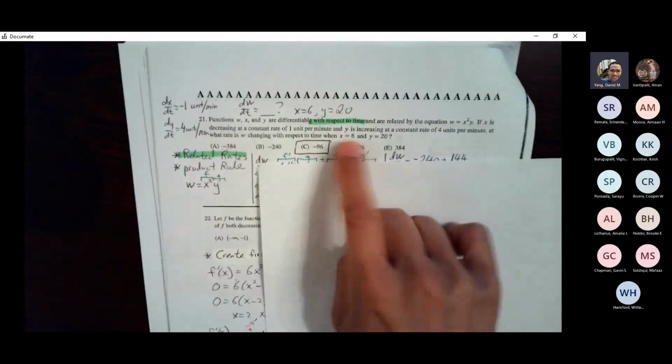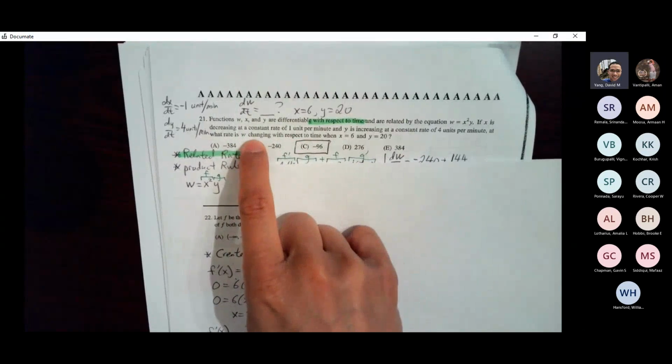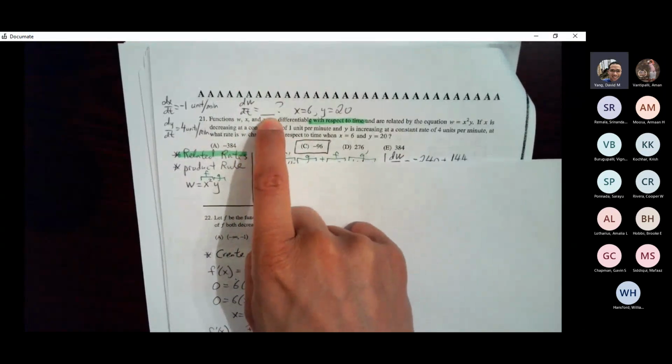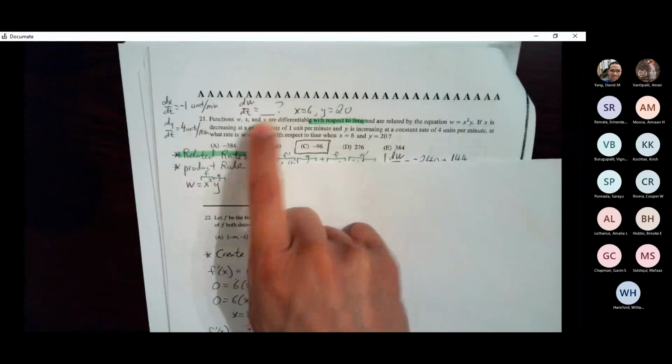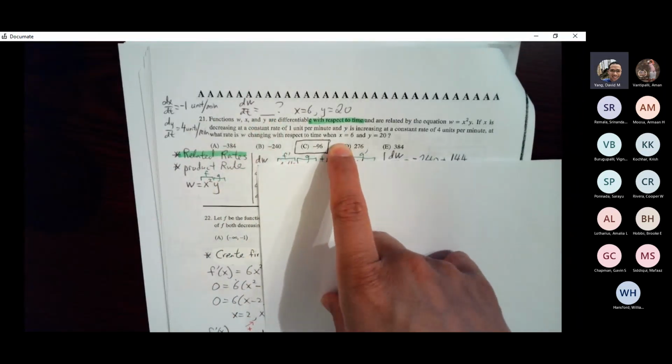Right? At what rate is w changing? So we're looking for the rate at which w is changing. We're looking for dw dt. That's our end goal for this problem. When x equals 6 and when y equals 20. Okay, so those are our values.